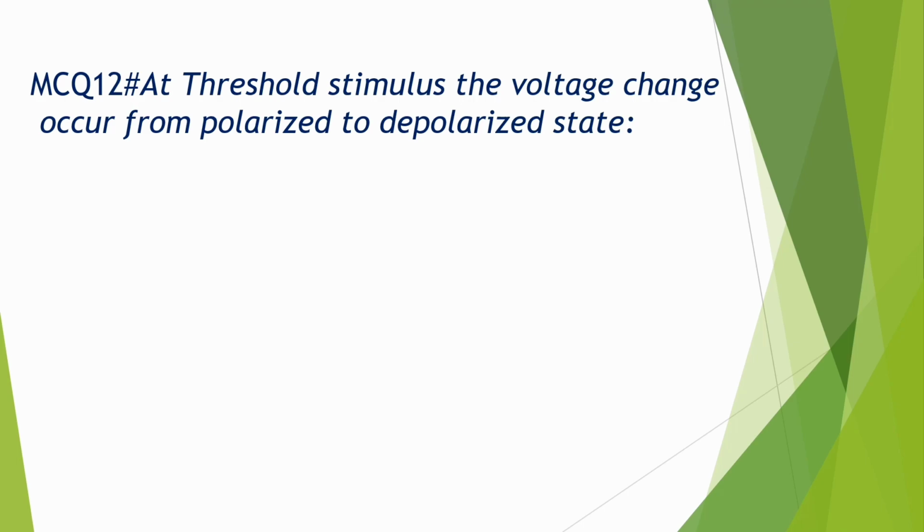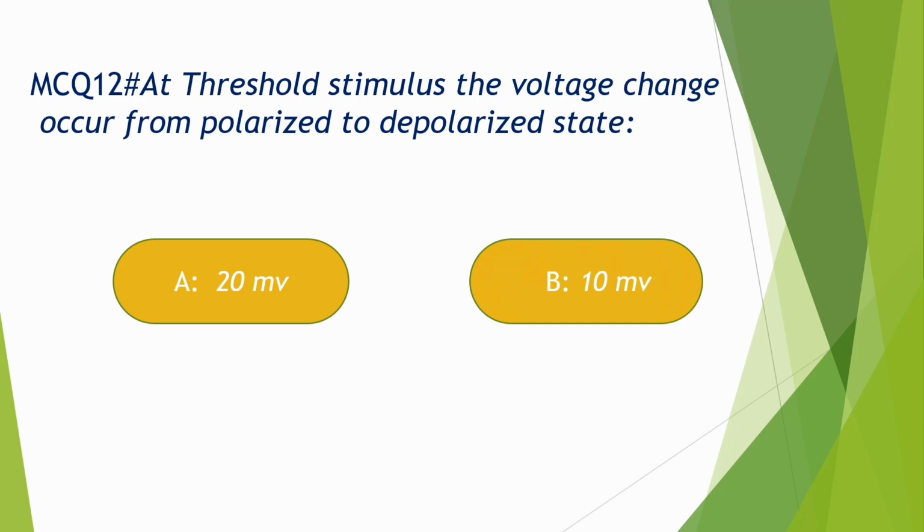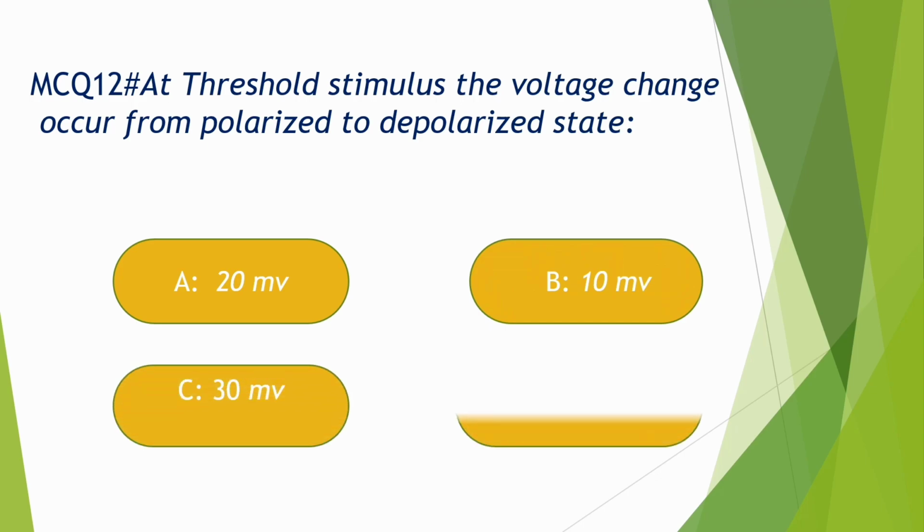At threshold stimulus, the voltage change occurs from polarized to depolarized state. Option A. 20 mV, B. 10 mV, C. 30 mV, D. 50 mV. Correct option is A. 20 mV.